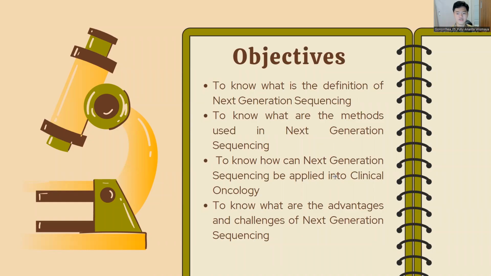Hello everyone, my name is Ananta with the last 3-digit number of 198. Today I'm going to talk about the objective of this student project. The first objective is to know what is the definition of next generation sequencing. Next is to know what are the methods used in next generation sequencing. And next, to know how next generation sequencing can be applied into clinical oncology. And the last one is to know what are the advantages and challenges of next generation sequencing.